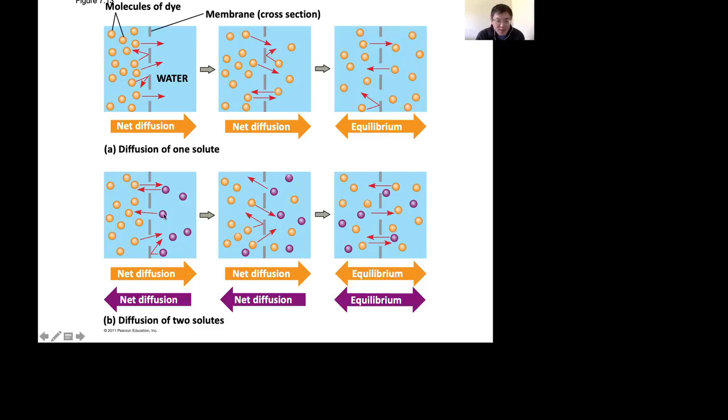So we can see, in this diagram, we have two different solutes on two different sides. However, on this side, there is no purple solute, so the purple solute will move to this side. However, on this side, there is no yellow solute. That means on this side the osmolarity of the yellow solute is very low, so the yellow solute will move to this side.